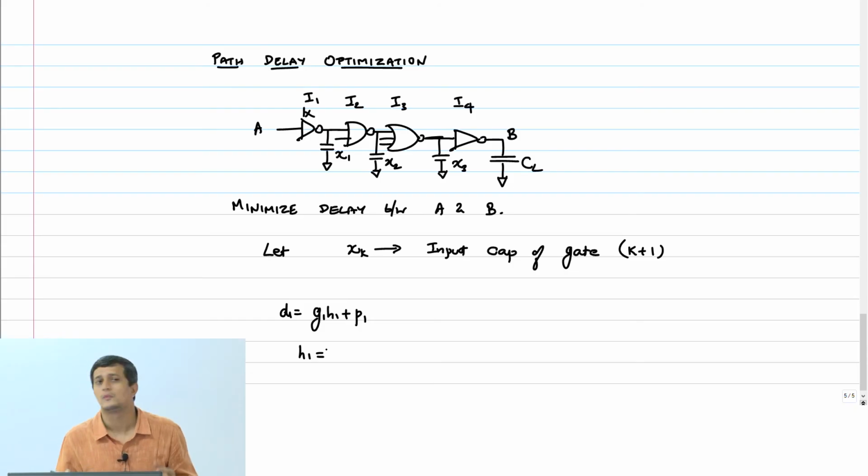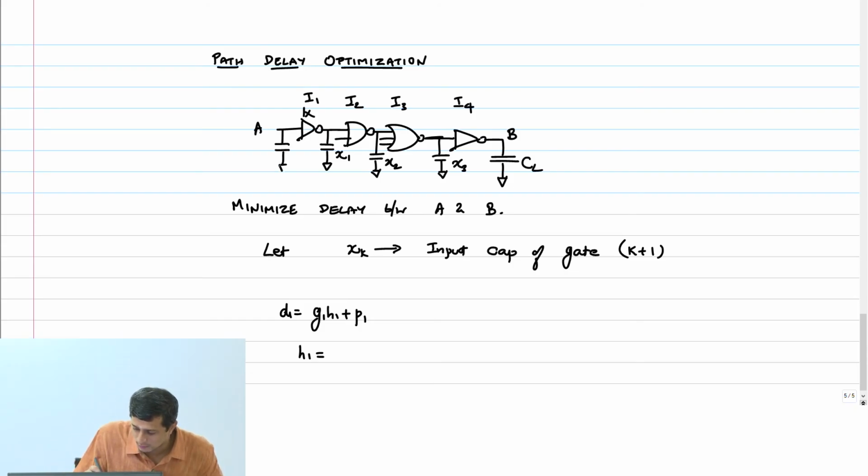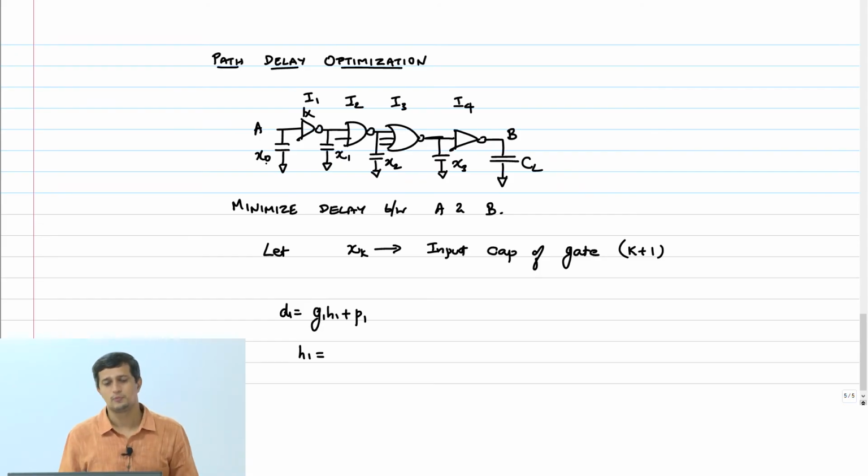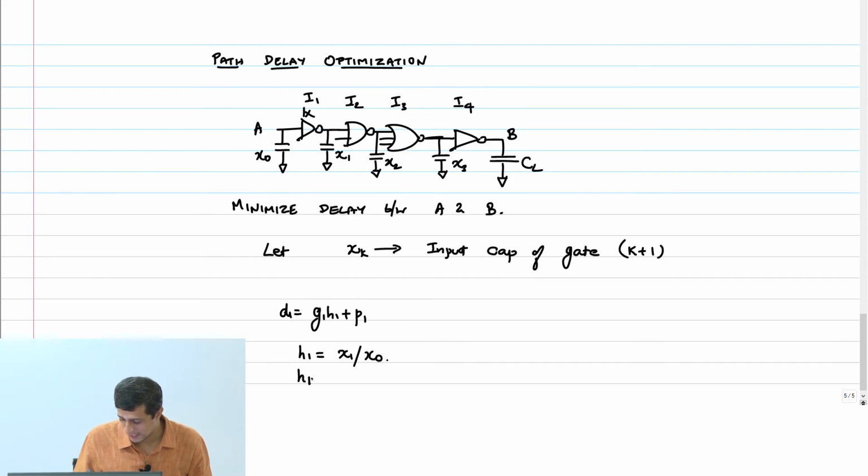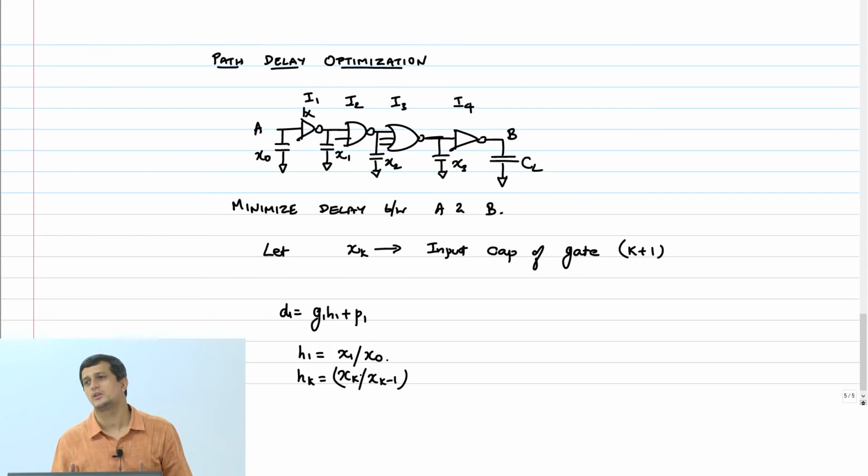Yeah, so let's assume this is X naught. The input capacitance of the first gate is X naught. So H1 is X1 by X naught. What about Hk therefore? It is just Xk by Xk minus 1. This is the advantage if we choose the capacitance itself as the variable. Then the H's become very simple to evaluate. It is just a ratio of these capacitances and I am done.